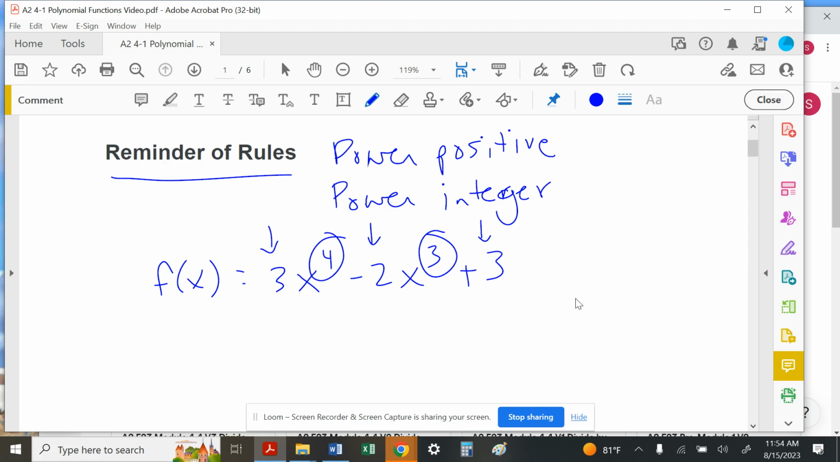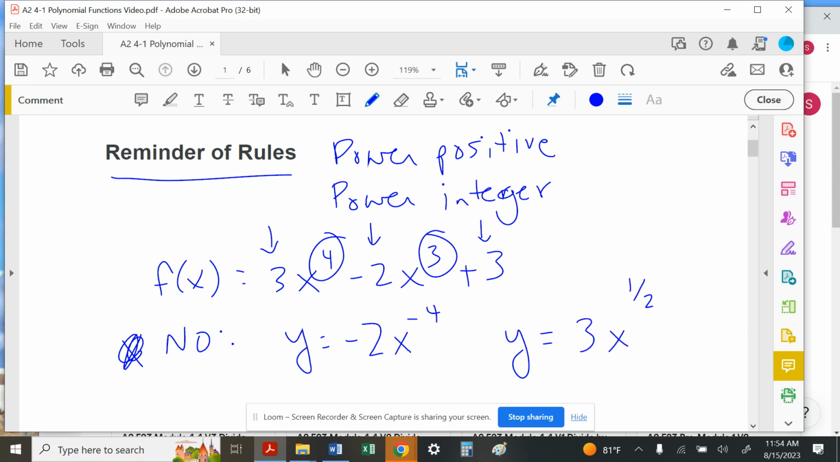Again, another thing that they can't be, of course, is non-integers. So this would be a big no. We can't have something like y equals negative 2x to the negative 4, because we can't have negative powers. We cannot have y equals 3x to the 1/2 power, which means square roots. We can't have those kinds of things.